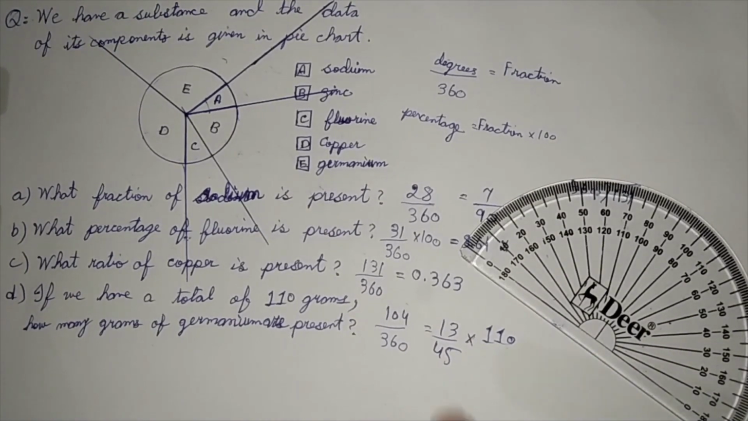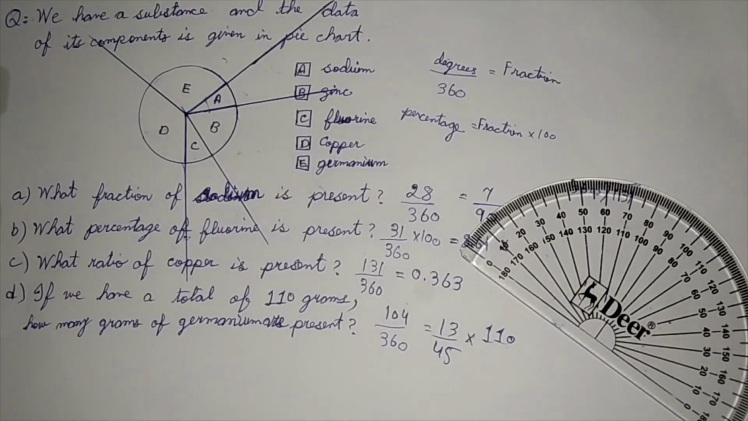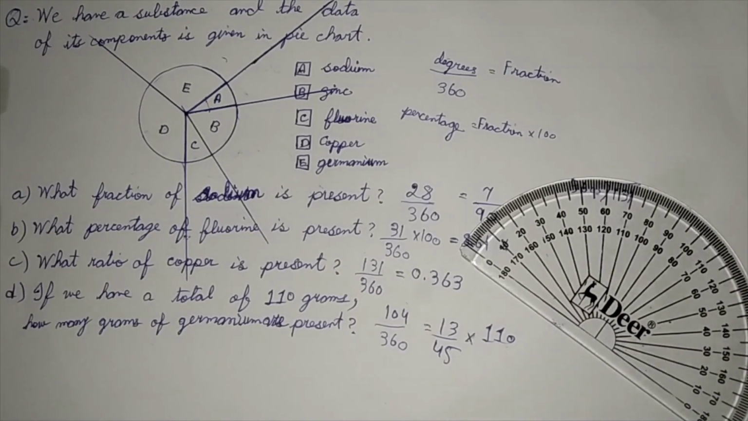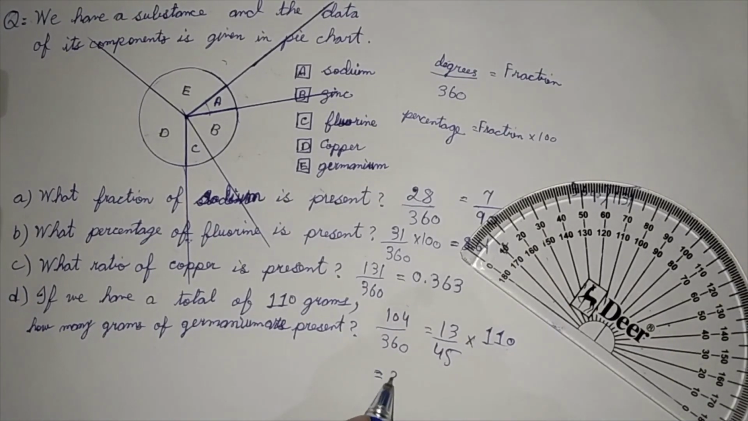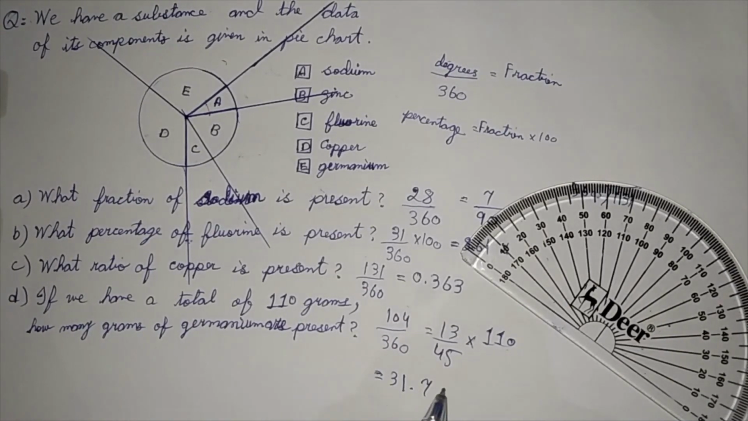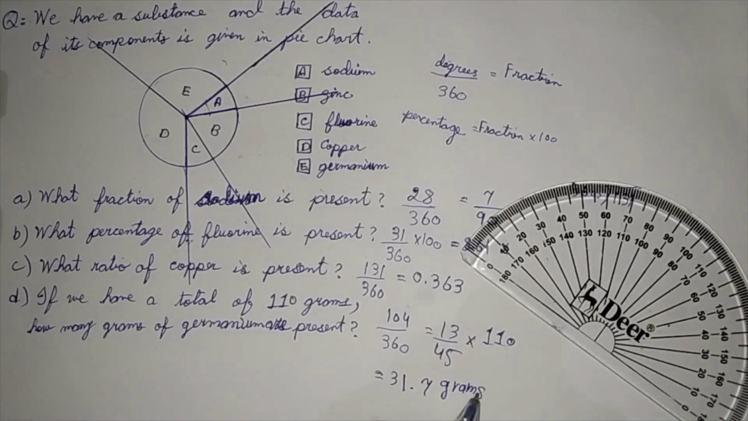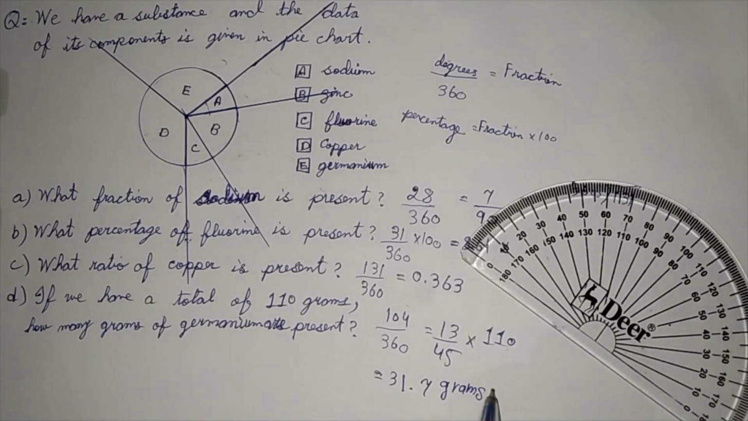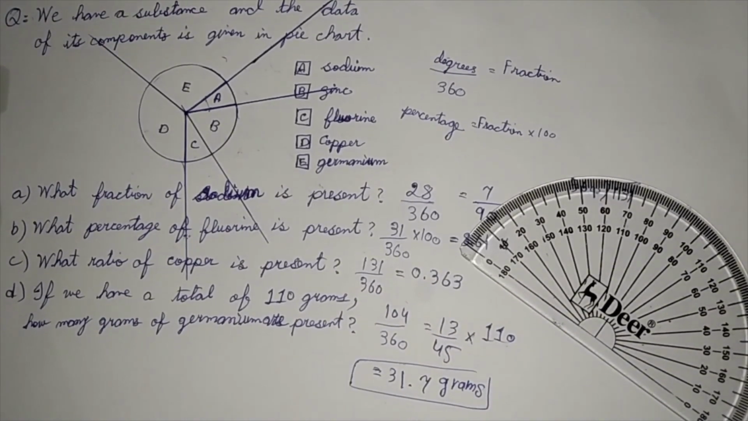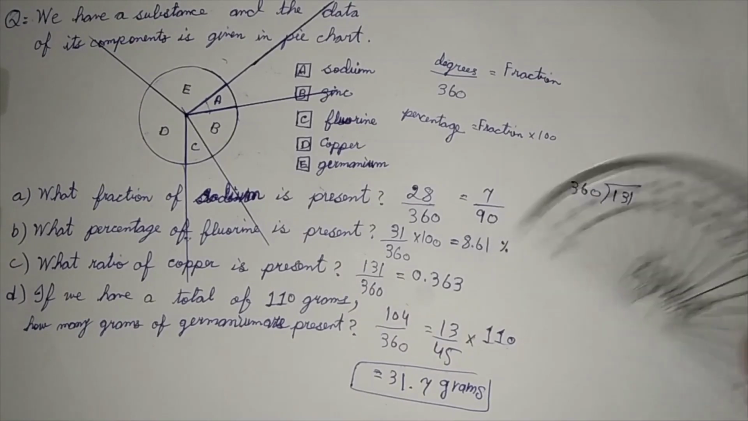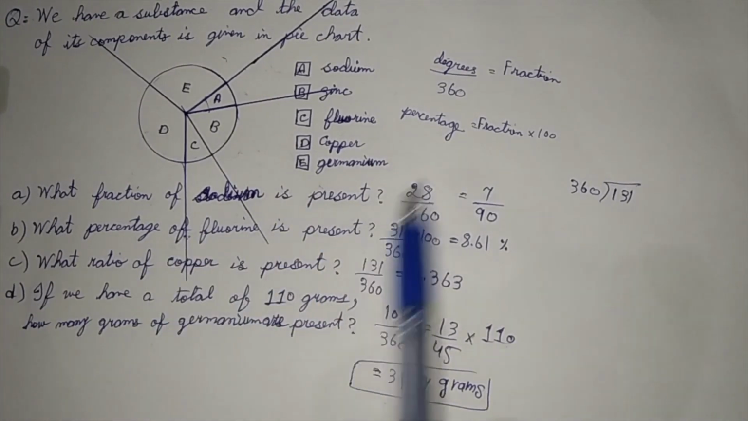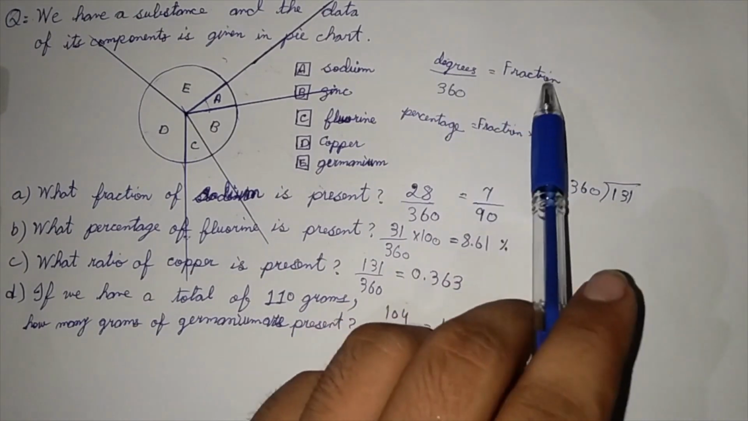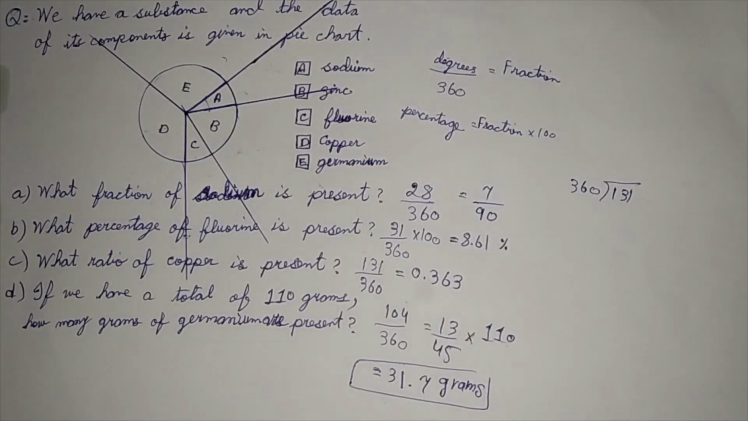So if I solve this, let me write it here, we will get 31.7 grams. Clear? So we have solved these parts. I hope it's clear. In this part we have actually changed our degrees into fractions. So that's it for this video.